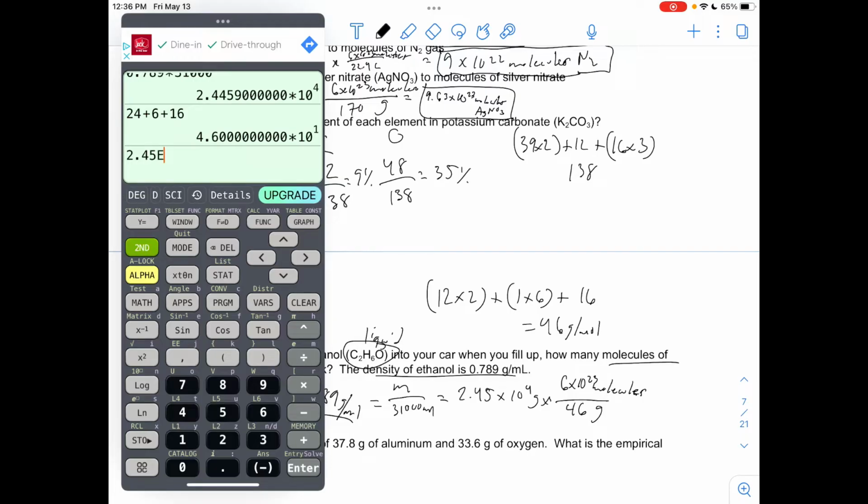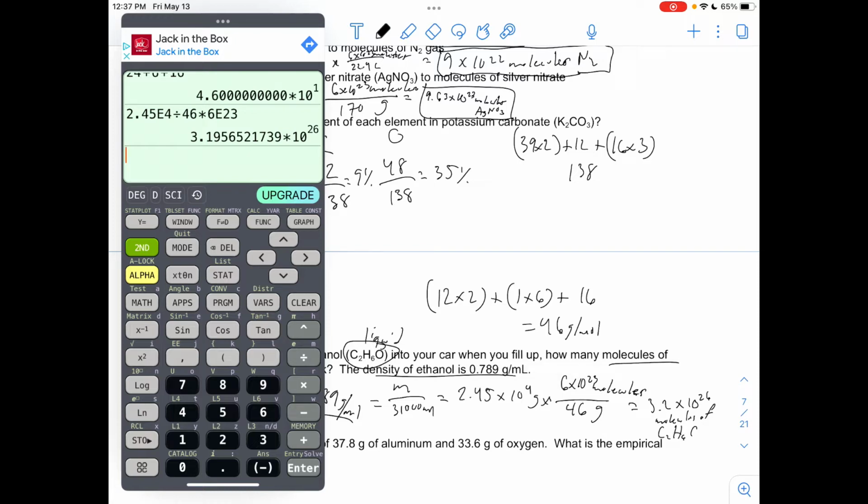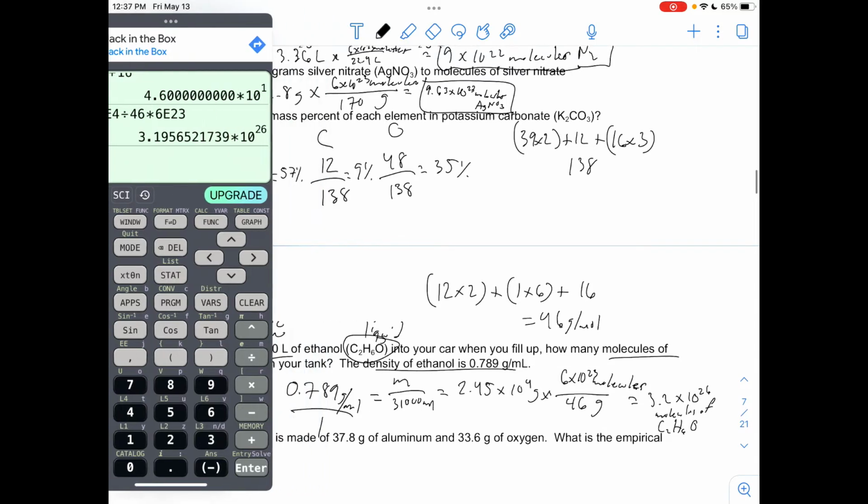So I'm going to do that 2.45 times 10 to the 4th divided by 46, times 6e23. And we get 3.2 times 10 to the 26 molecules of ethanol, C2H6O. Okay.